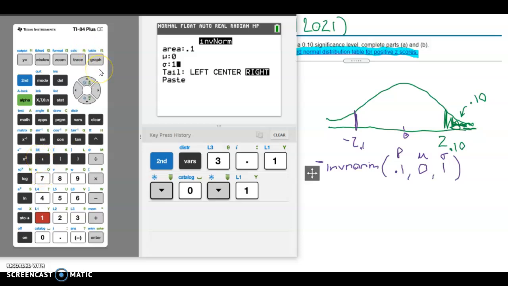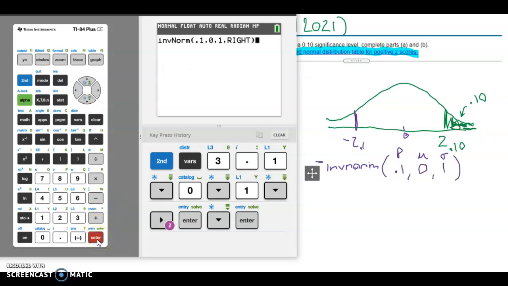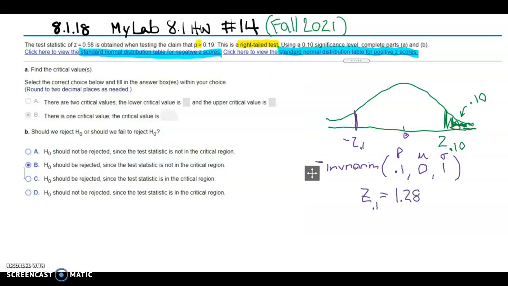Now, I mentioned before that when we put this in, the area generally is an area to the left, but my calculator has an option to go left, center, right. So I'm going to select right and then paste. If your calculator does not have this option, you're going to come out with the negative of the value that I have. Just make it positive because it's a symmetric distribution. So what we come up with is 1.28.